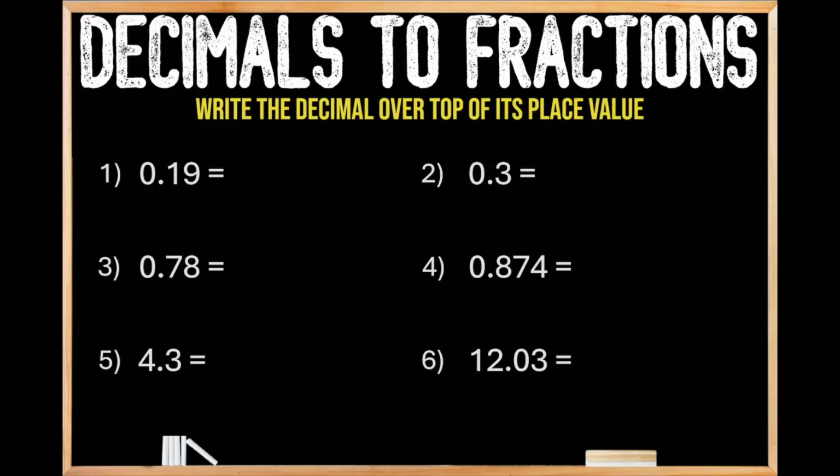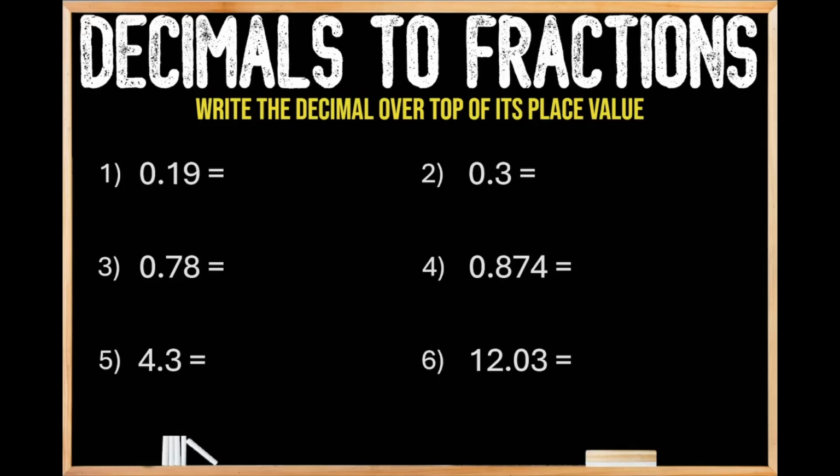For question number 1, we're being asked to convert the decimal of 19 hundredths into a fraction. And as we can see up top here, highlighted in yellow, in order to convert a decimal into a fraction, we're going to write the decimal over top of its place value.